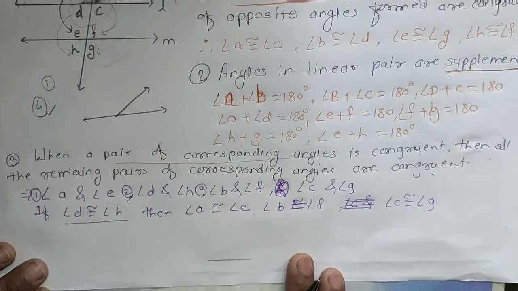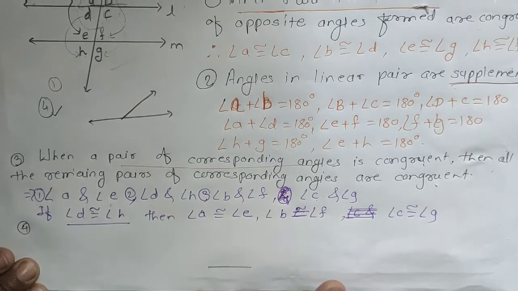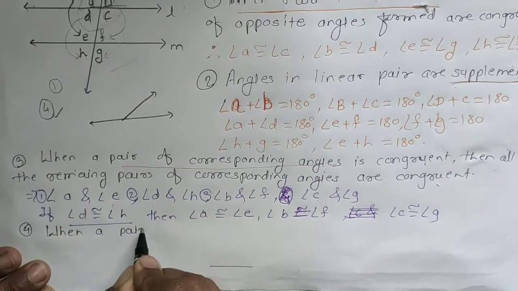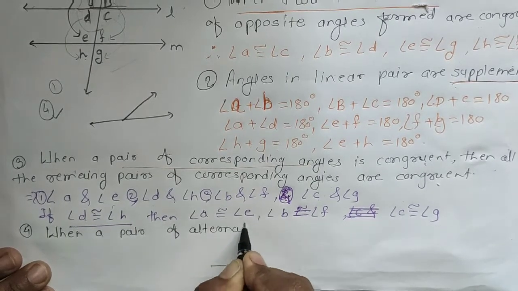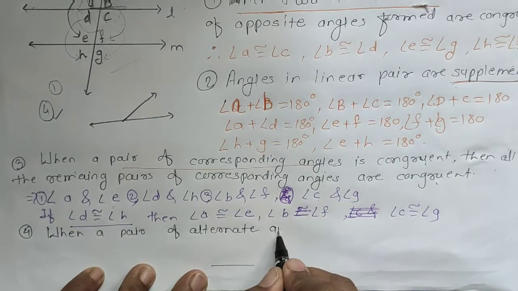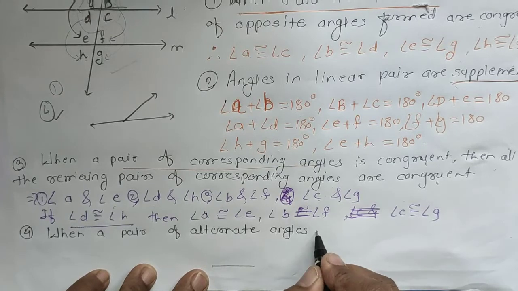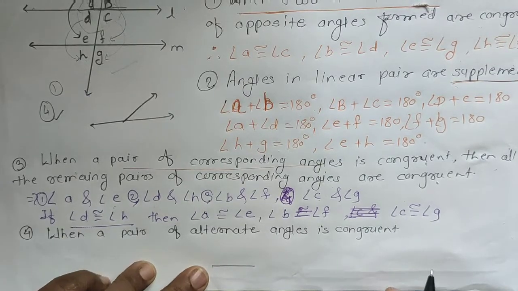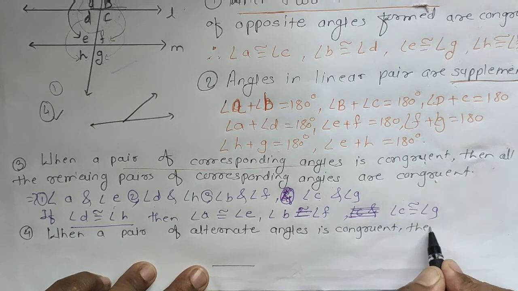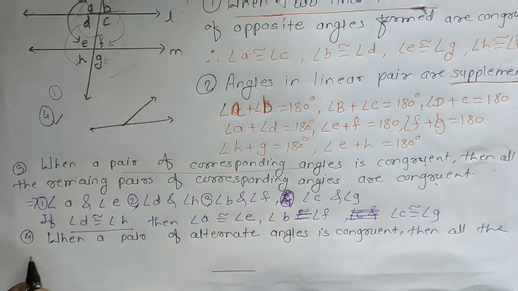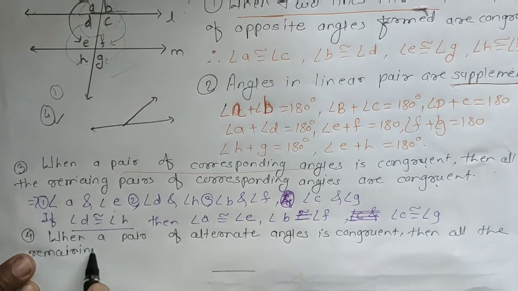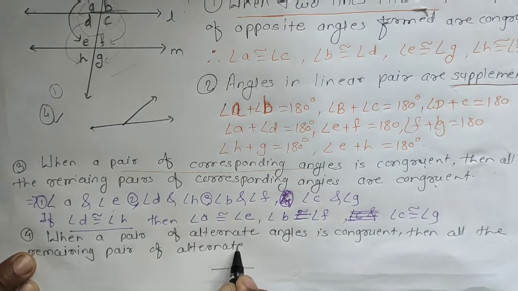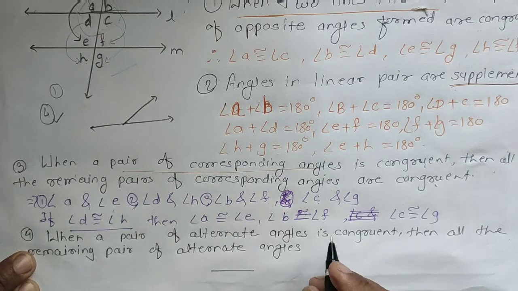Now we will see the fourth important property. So what is the fourth important property? When a pair of alternate angles is congruent, then all the remaining pairs of alternate angles are congruent.